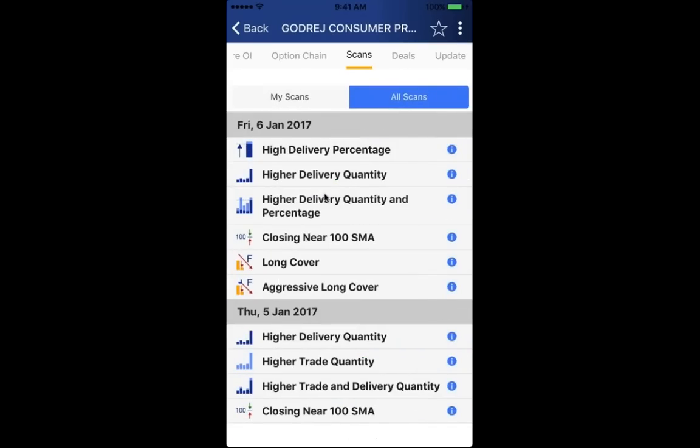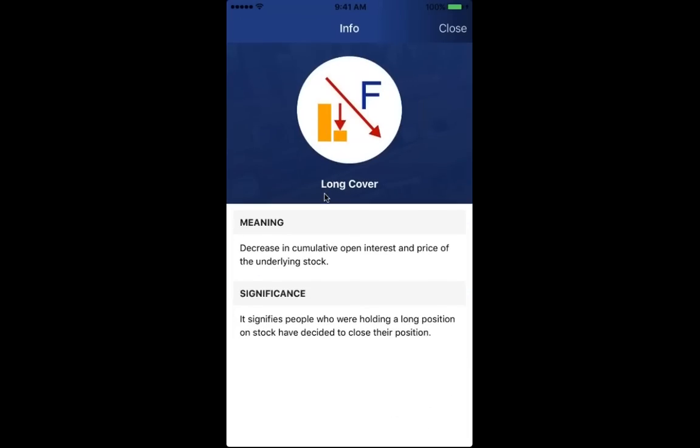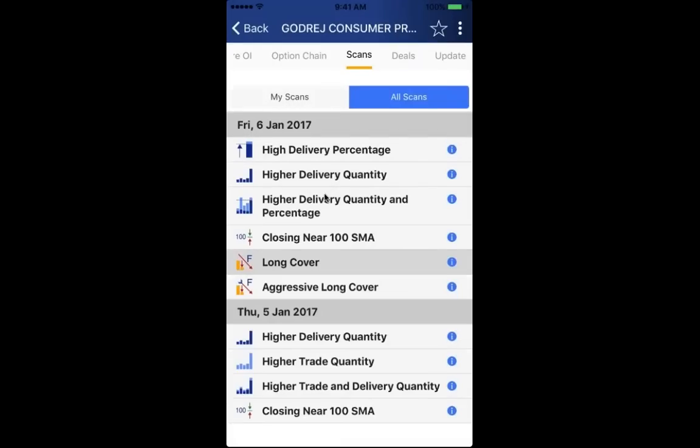I have made 52-week high-low breakout as my favorite. If you want very short-term trades, you can make one-day high and low as your favorite. Right? So the point is, do not choose all the scans at a time. Choose ones that make maximum sense for your trading philosophy and your trading style. Then that list comes into my scans.